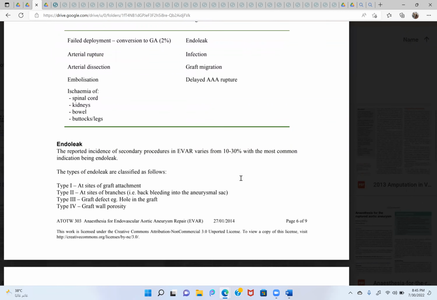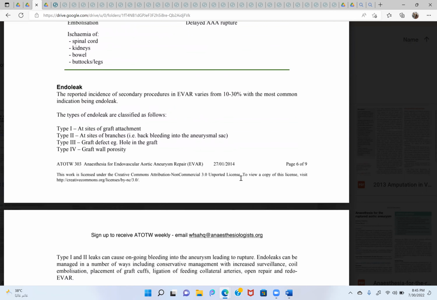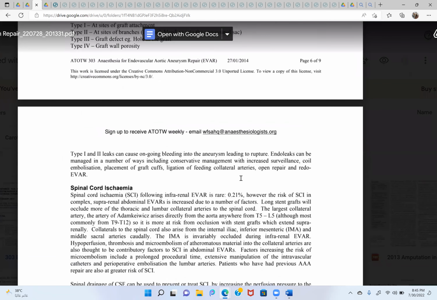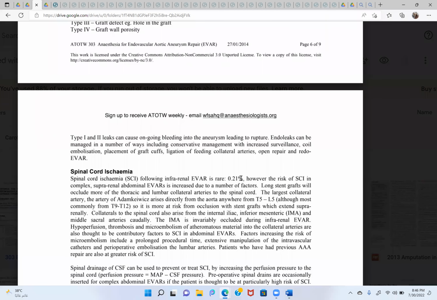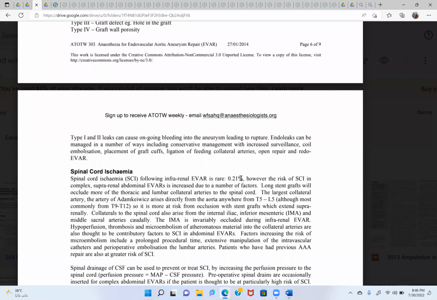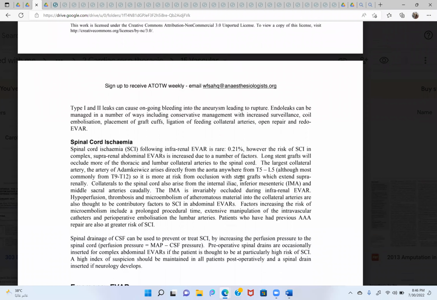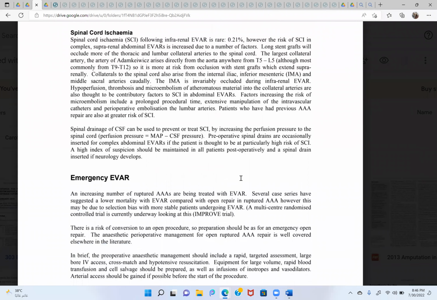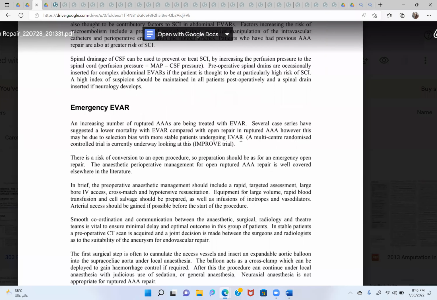These are actually surgical problems, these leaks and migration and infection. So we will prevent spinal cord ischemia by maintaining the blood pressure, and maintaining a bypass. They can have bypass, or we can use N-acetylcysteine as we discussed before, CSF removal and maintaining the CSF. This spinal drainage of CSF can be used to prevent or treat spinal cord ischemia. So actually this is just a repetition.